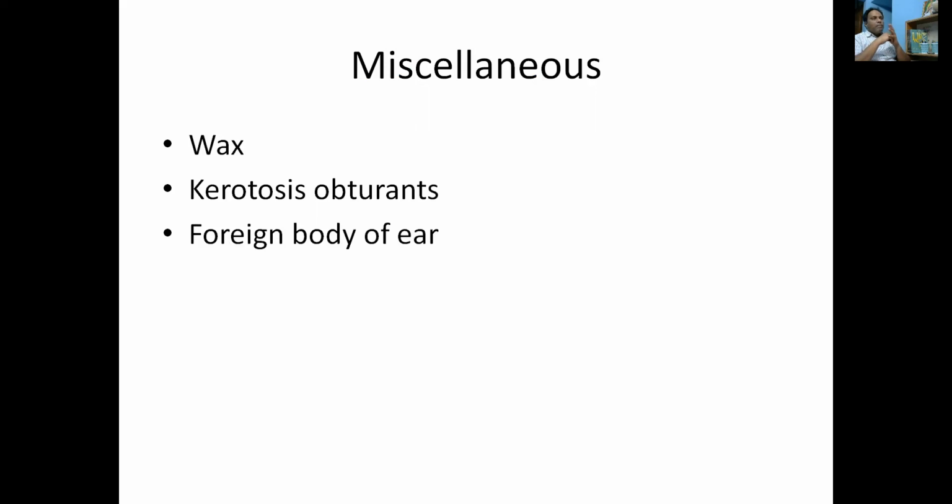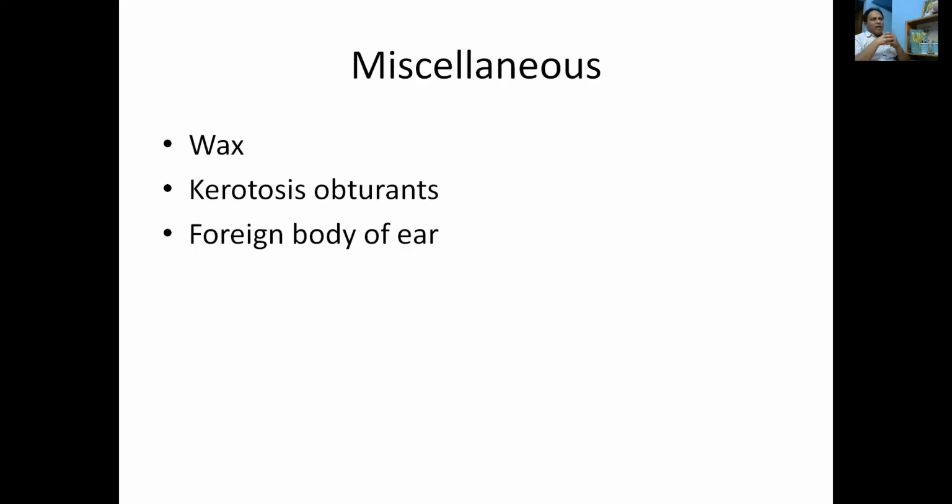Miscellaneous conditions may be wax, maybe impacted wax, maybe normal wax. So a minimum of 5 to 15% of wax should be preserved. We should not remove the wax. Only if it totally obstructs the canal or causes an ear blocking sensation or pain in the ear can we remove it.